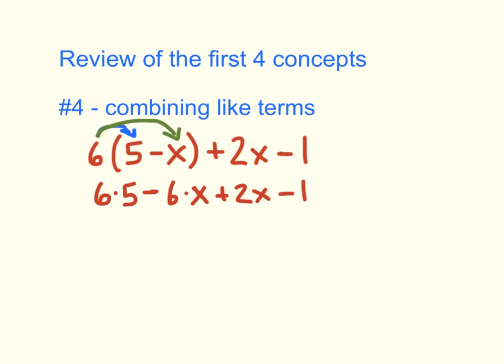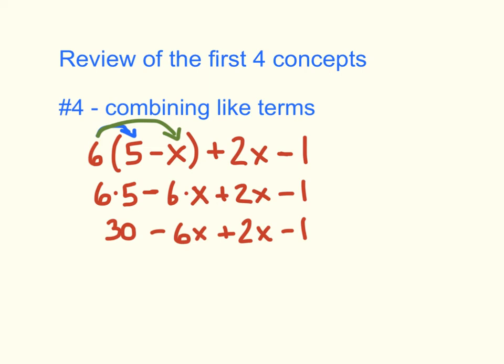Now, we need to simplify right here, 6 times 5 and the 6 times x before we continue with any combining like terms. 6 times 5 is 30, minus 6 times x is 6x, plus 2x minus 1. Now what we're going to do is combine any terms that are common.